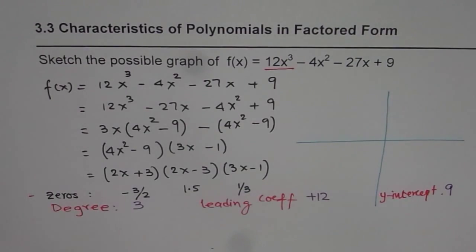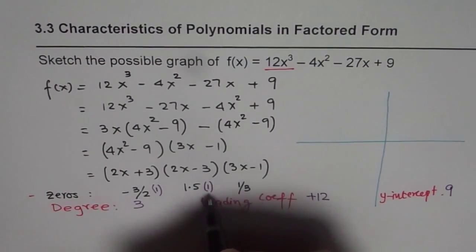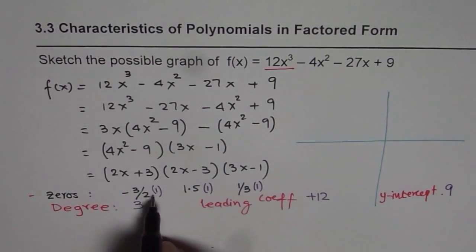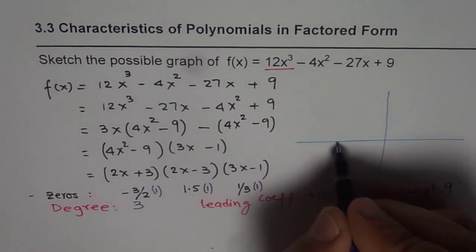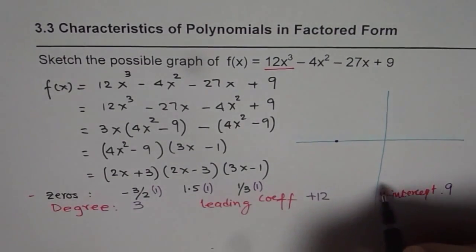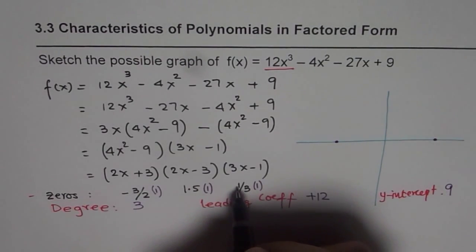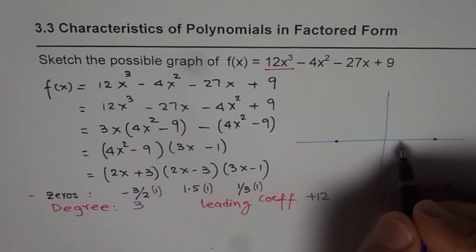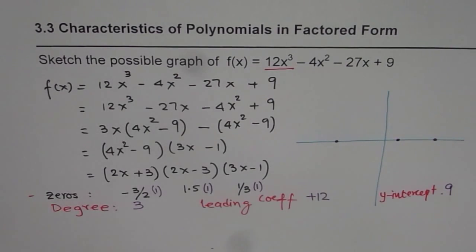And the zeros, these are our zeros, all with multiplicity of 1. So no need to write 1, it is understood. That means they are all linear zeros. So let's plot these zeros first. This is minus 1.5, this is plus 1.5, and this is 1 over 3, which is 0.333, so that is very close to 0. Let me write here. So we have 3 zeros, all of them linear.